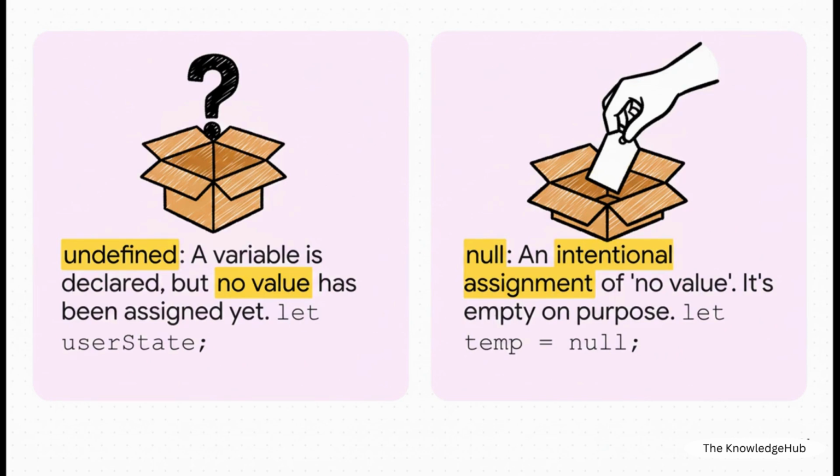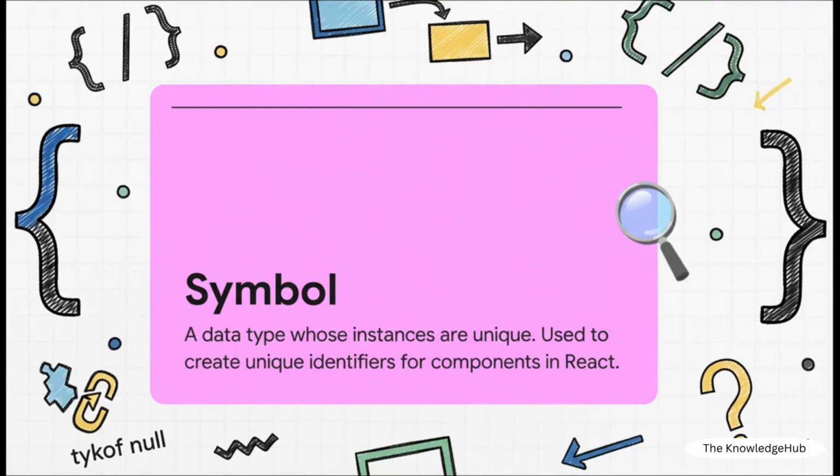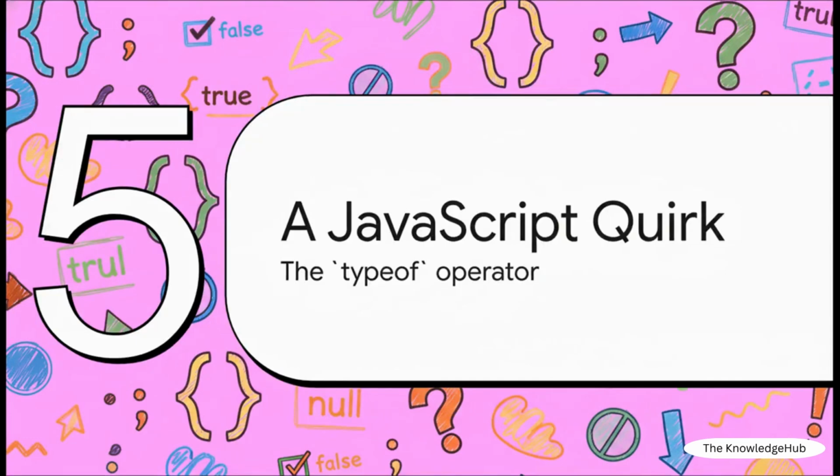It's deliberate. Symbol is a little more advanced, but the idea is actually pretty simple. It creates a value that is 100% guaranteed to be unique. This is super handy in big, complex apps like those built with React, where you need to make sure components have unique IDs so things don't get mixed up. So we have all these different data types, but how do we actually check what type of data we're working with? Well, for that, we use an operator called typeof. And this little guy leads us straight to one of JavaScript's most famous and kind of funny quirks.